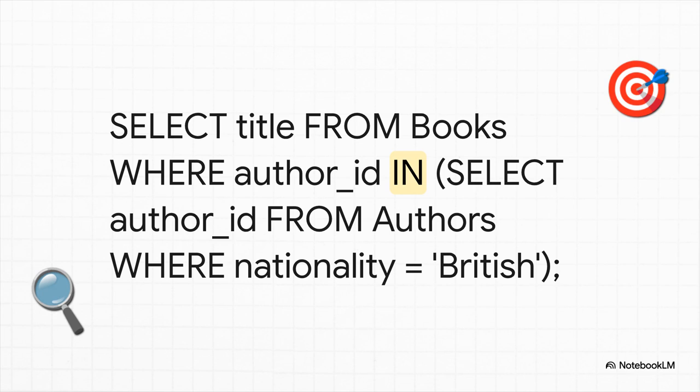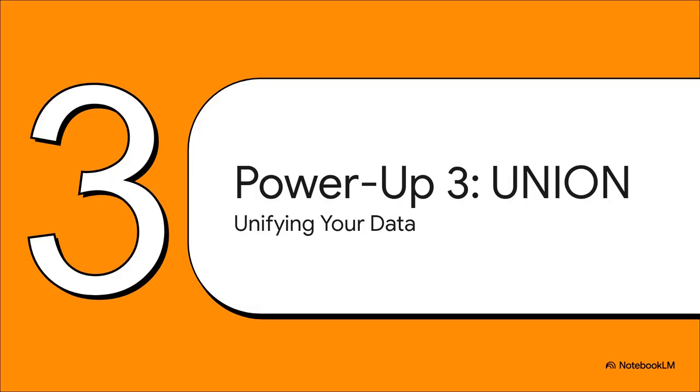And here's what it looks like in code. See that part in the parentheses? That's our subquery, the inner query. It runs first and makes a list of author IDs. Then the outer query takes over and says, okay, show me every book title where the author's ID is in this list you just gave me. It is so powerful.